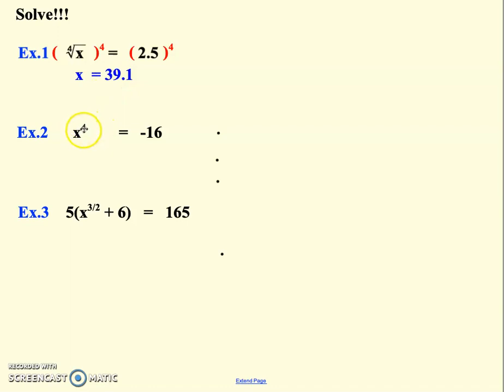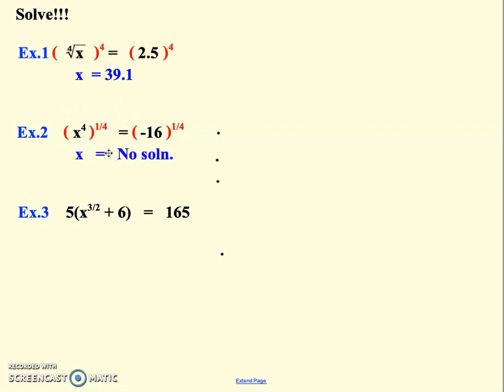Now on the other hand, how do I get rid of an exponent of 4? Well, it'd be the opposite of what we did here. I would raise it to the 1/4. We could also say take the 4th root, but I think sticking with power to power is still best. So 1/4 exponent, and then go ahead and answer your question. So that turns into a 1, so x equals.